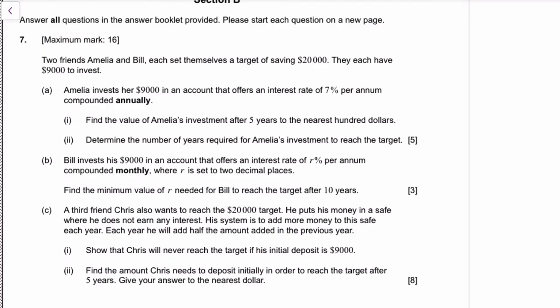But 7 is a compound interest sequence kind of question. People want to save. They have 9,000 to start with. Somebody does compound interest. There is a compound interest formula in the formula booklet, so let me show you how to use it.